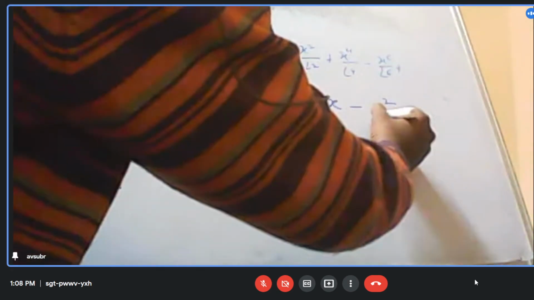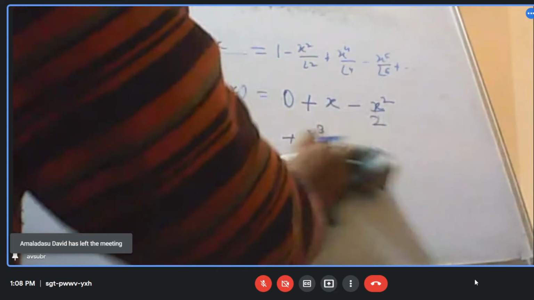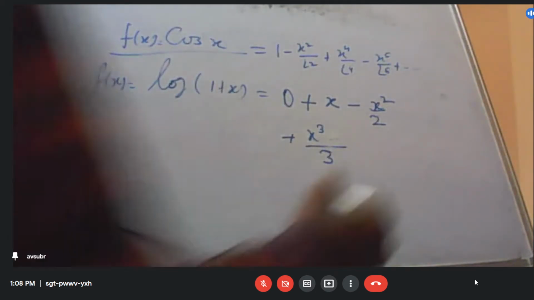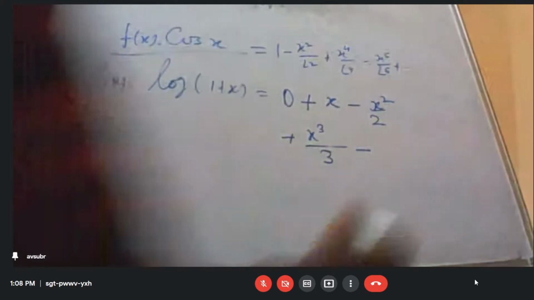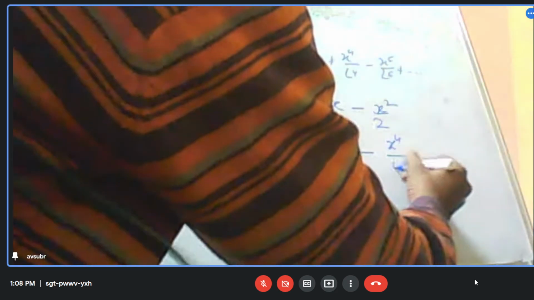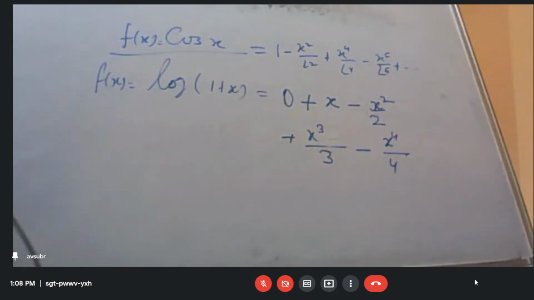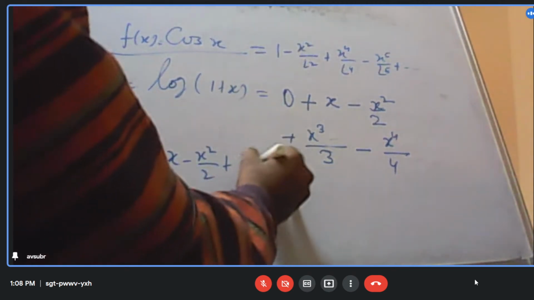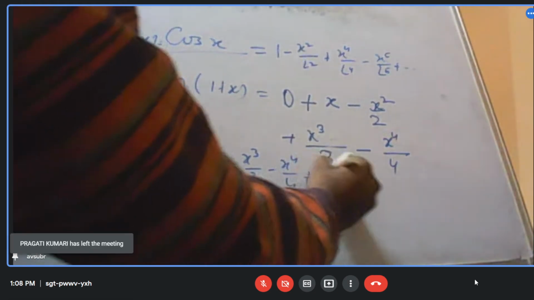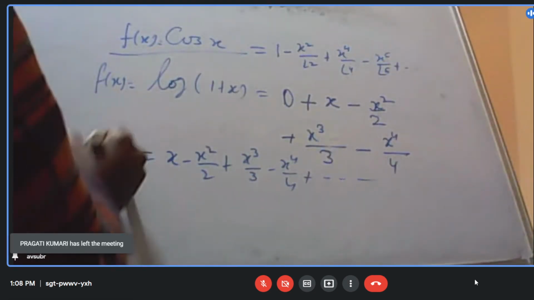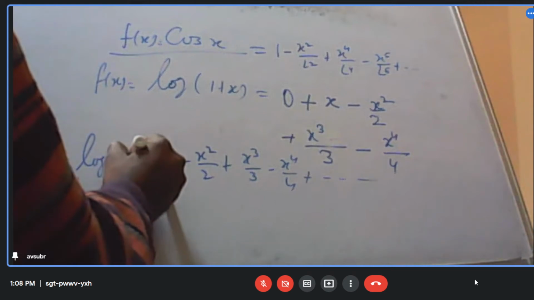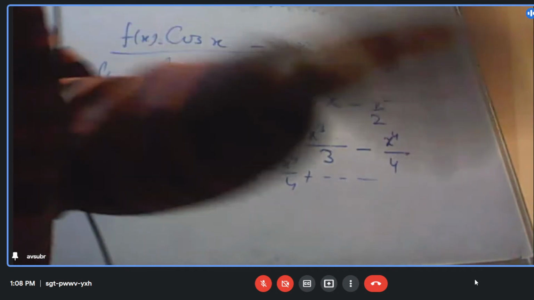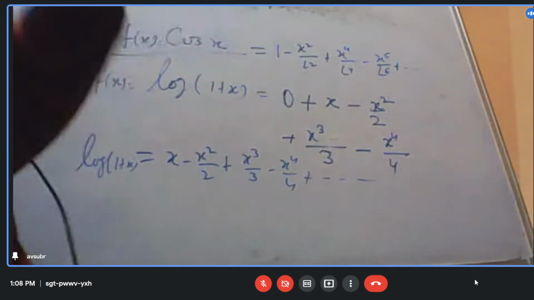Let us write down this as 2, let us write down this as 3. Then minus x to the power 4 by 4. So it means x minus x square by 2 plus x cube by 3 minus x to the power 4 by 4. So this is what your log 1 plus x is. So what log 1 minus x will be? I am leaving it out to you to solve.